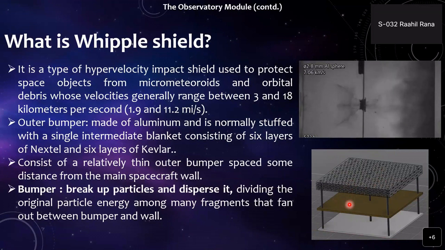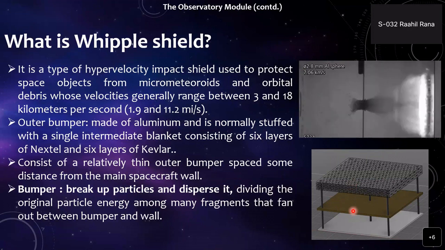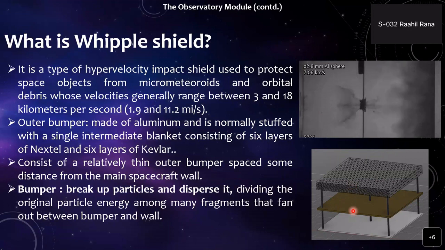There are many layers inside depending on how strong you want it to be. The outer layers are basically made of aluminum, and the inner layers are made up of 6 layers of Nextel and 6 layers of Kevlar, which are both excellent thermal resistance and impact fibers. These bumpers are used to break up the particles and disperse the energy. So this energy will be dispersed throughout the entire surface of the nose cone, and hence it will be able to dissolve the micrometeorites easily.